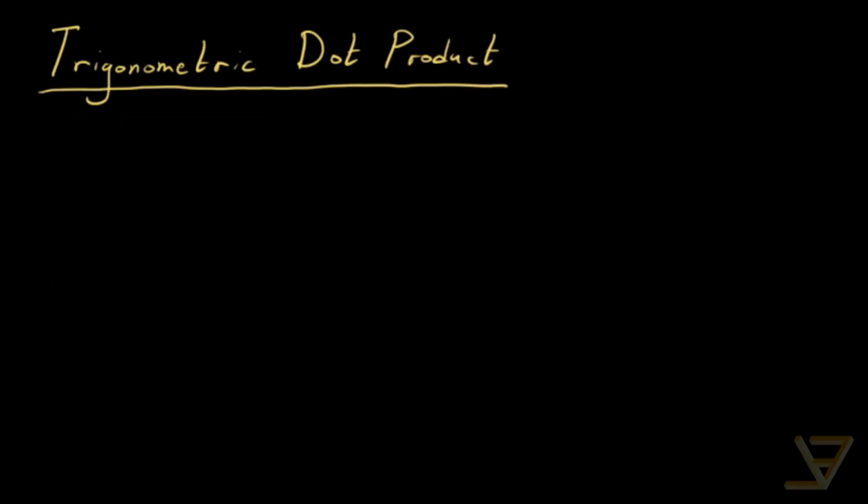Hi everyone, let's talk about the trigonometric dot product. Let's say we have a couple of position vectors. Let's call this one V and another one W.